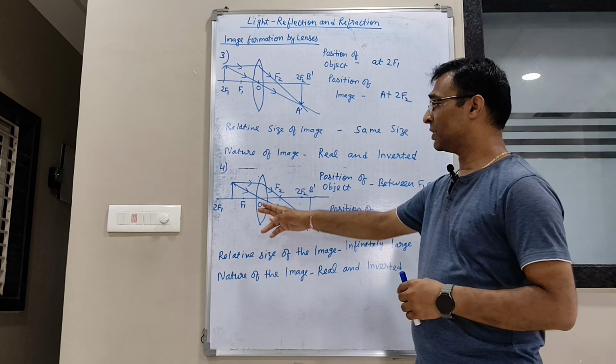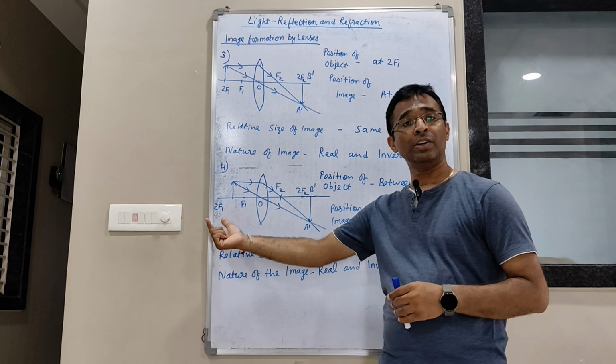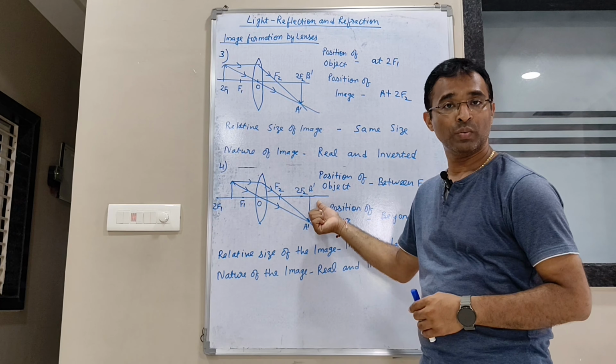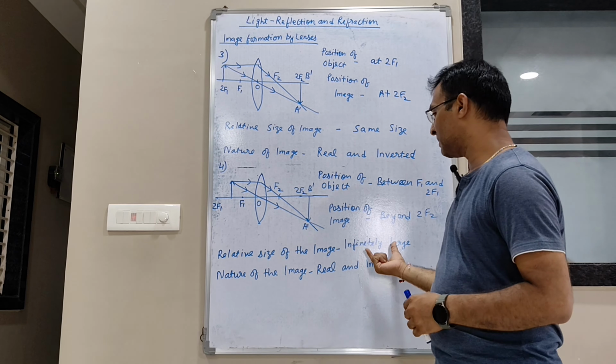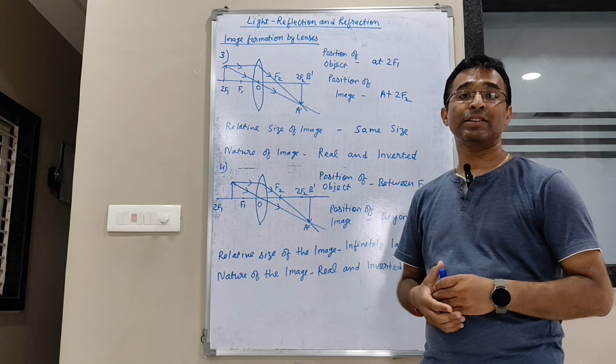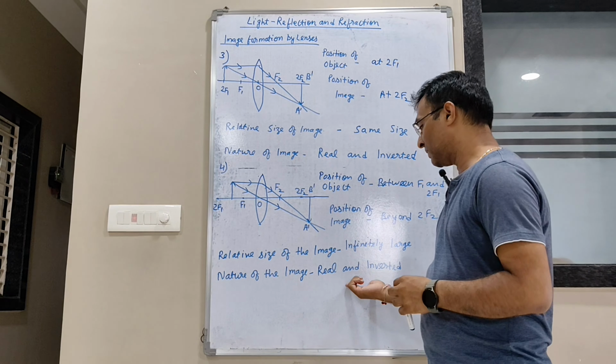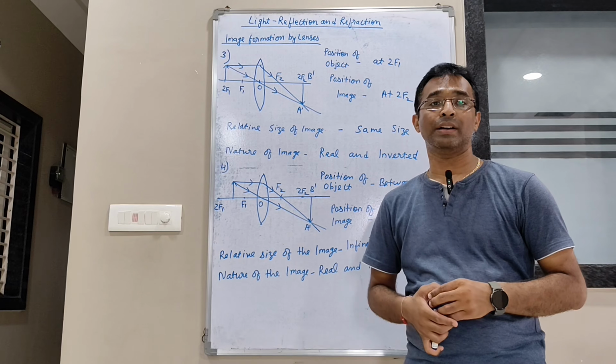Fourth case, when the object is placed between F1 and 2F1, the image is formed beyond 2F2 and the size of the image is infinitely large as compared to the size of the object, and the nature of the image formed is real and inverted.